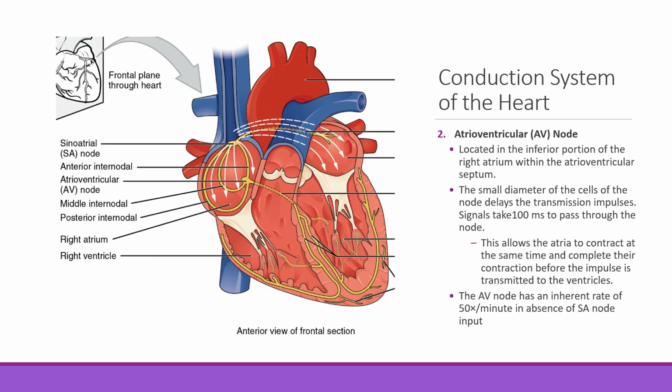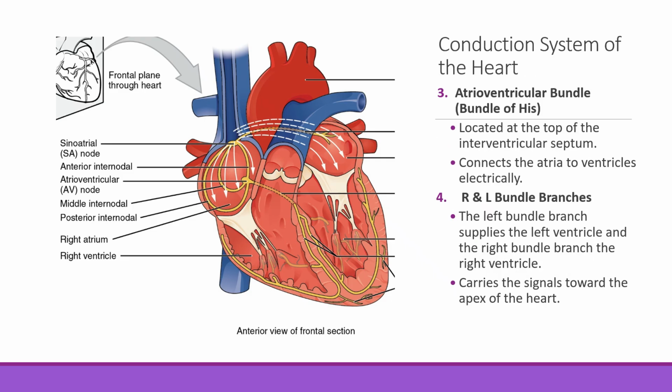the ventricles. The AV node has an inherent rate of about 50 beats per minute in absence of the SA node. So what that means is if your SA node stops working, your AV node can take over, but there's a trade-off, and that trade-off is that you're only getting about 100 beats per minute.